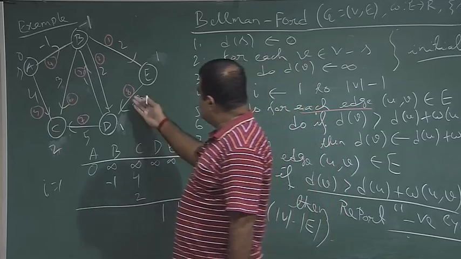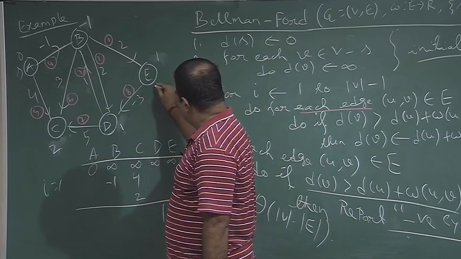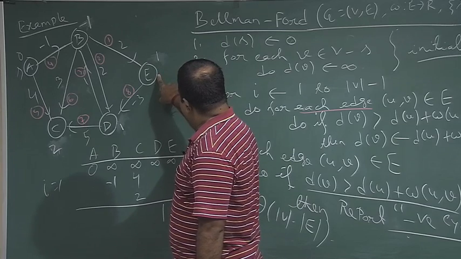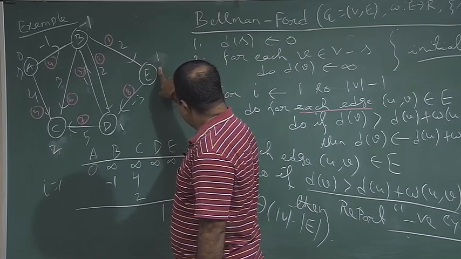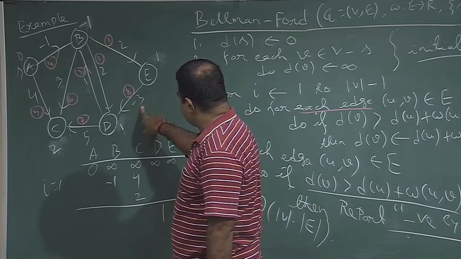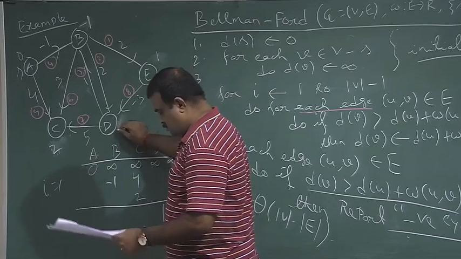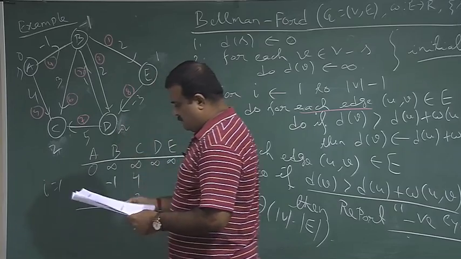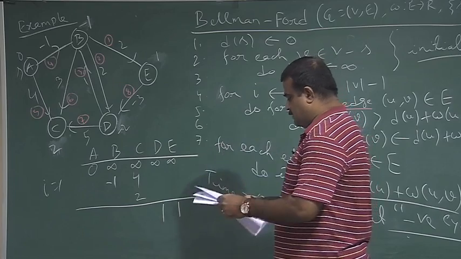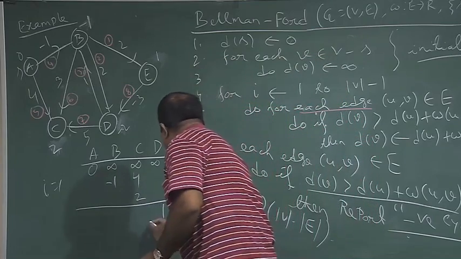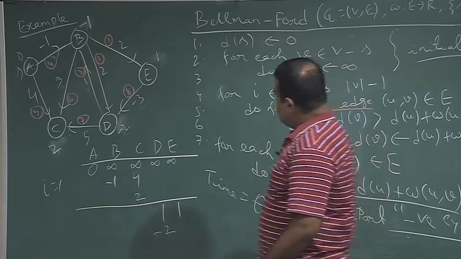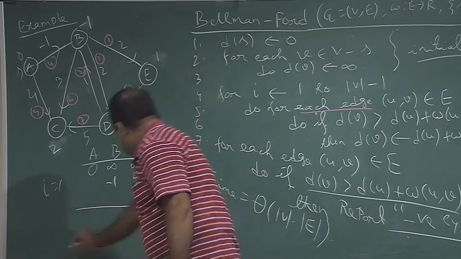Edge number 8 also: this is u, this is v. We have a path from S to this node with a cost 1, and then we can take this path with minus 2. So this is minus 1, so this will be minus 2 due to edge number 8. So this is now minus 2. Okay, so now this is for i equal to 2.